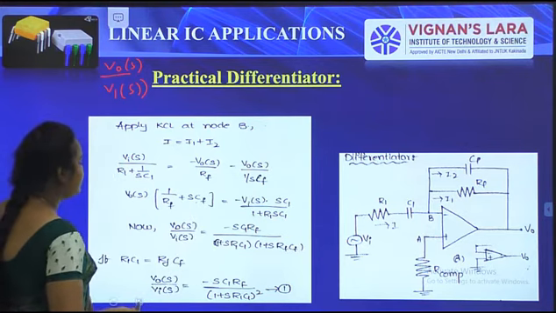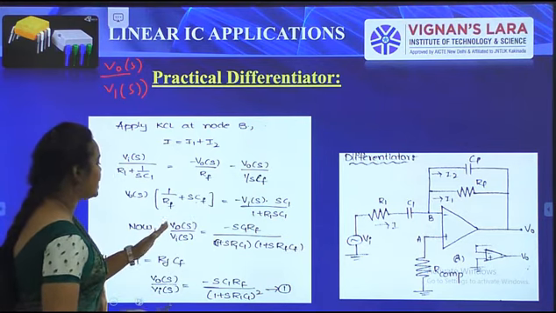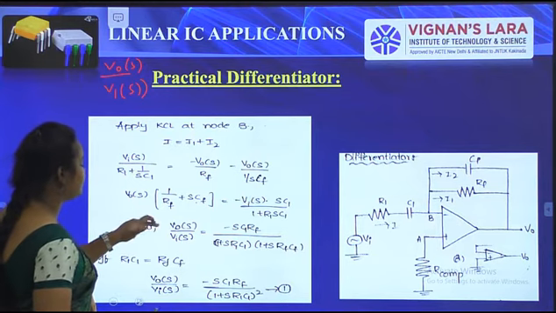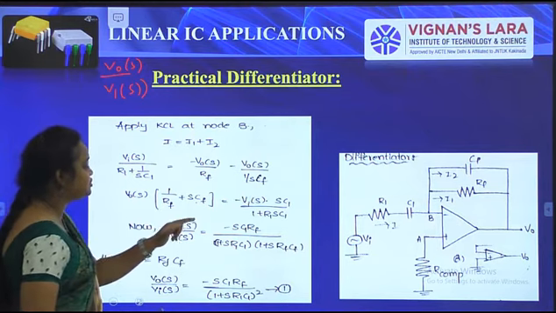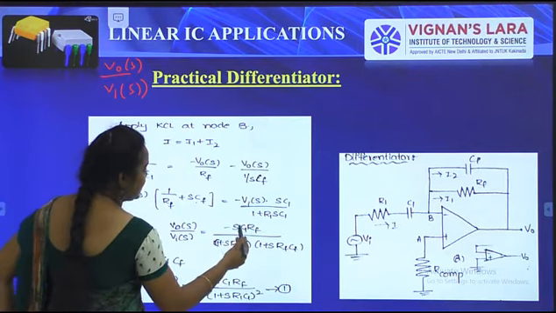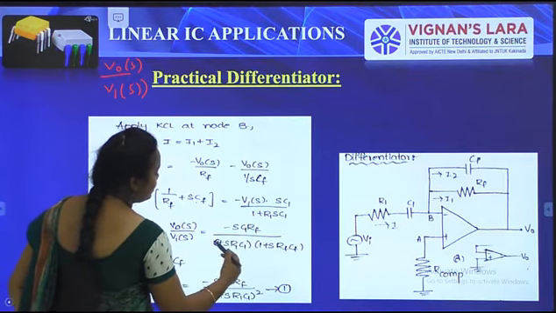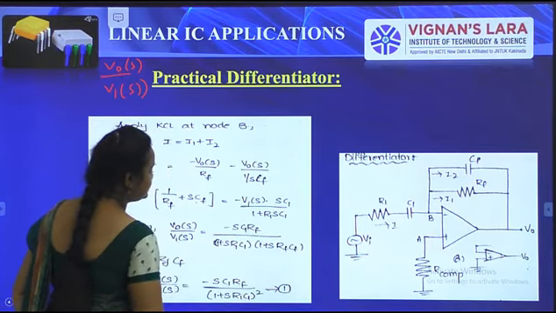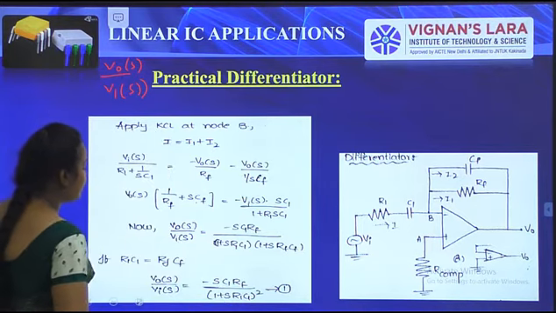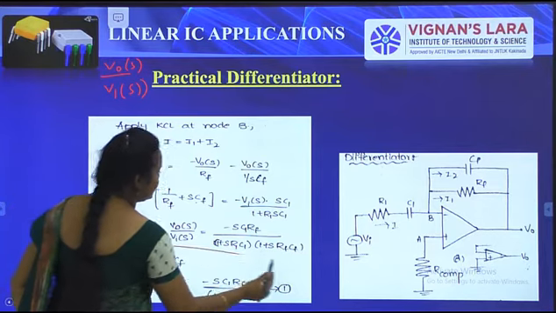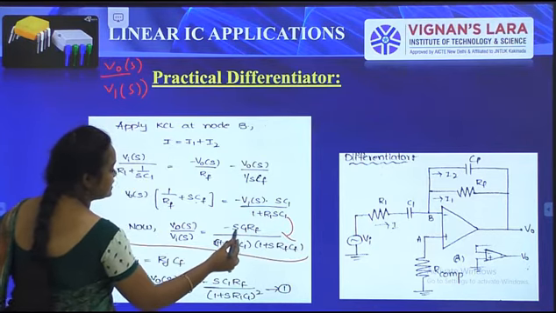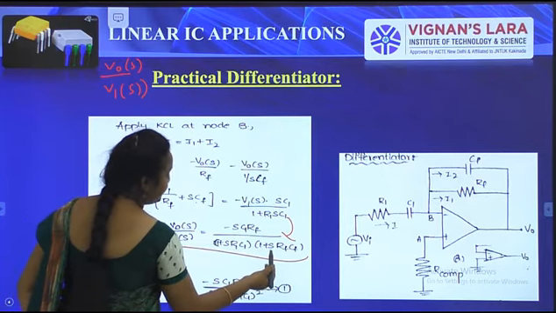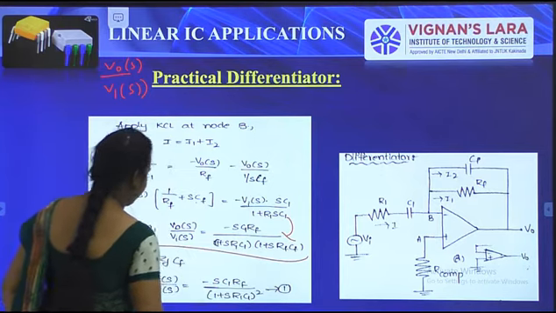So here the V0 term is taken to this side and the Vi term is taken to the other side. For getting V0 by Vi, V0 by Vi is equal to minus SC1 RF by 1 plus SR1 C1, into 1 plus SRF CF. So we get V0 by Vi as minus SC1 RF by (1 plus SR1 C1) into (1 plus SRF CF).